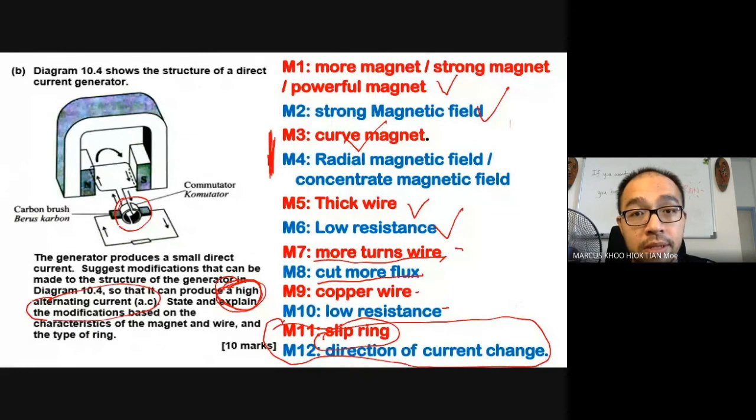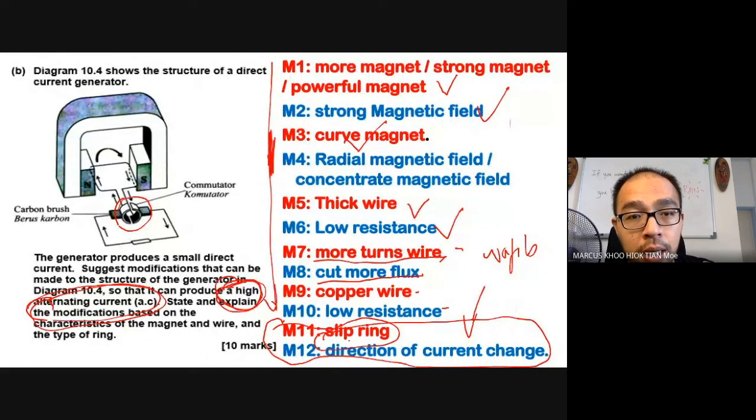The purpose of the slip ring is to make sure that the direction of the current changes with every half rotation. That is the official answer, so this one must be included. Of all the 12 points, this is the only one that answers the alternating current part. All the others answer the high current question. We want a high current, so all this contributes to the high current.